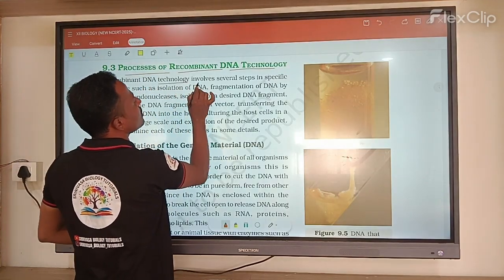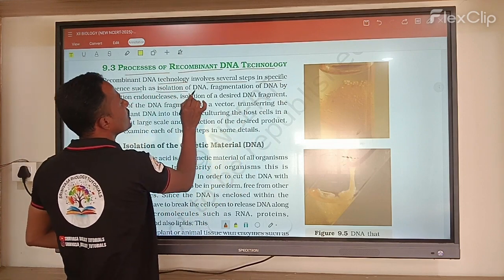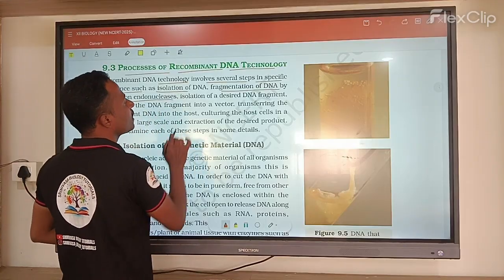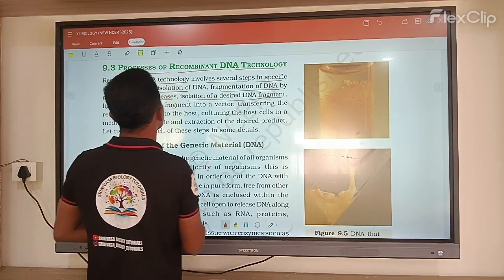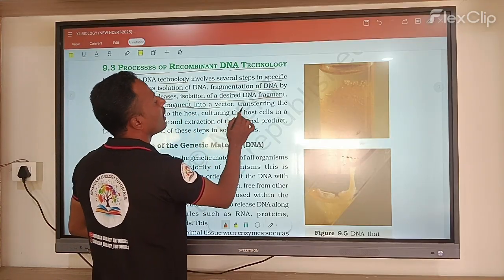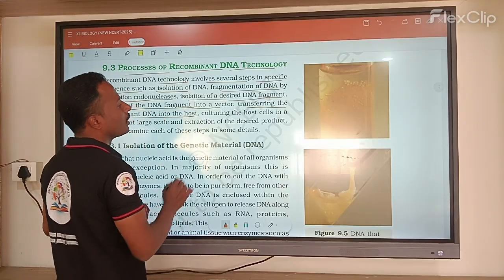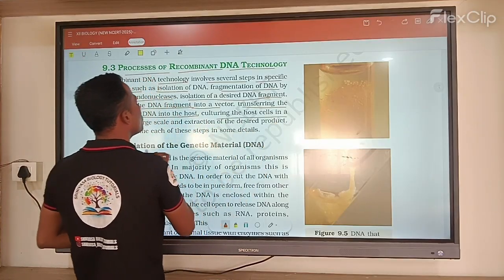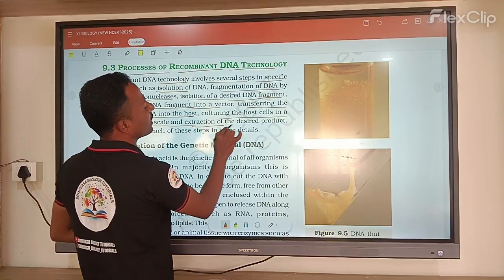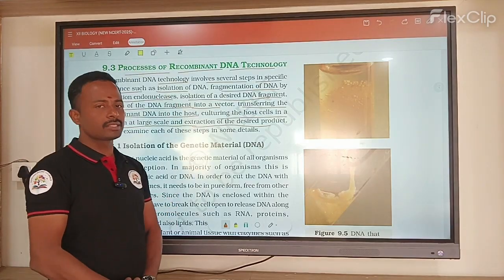Recombinant DNA technology involves several steps in a specific sequence: isolation of DNA, fragmentation of DNA by restriction endonucleases, isolation of desired DNA fragments, ligation of the DNA fragments into vectors, transferring the recombinant DNA into a host cell, and culturing the host cell in a medium on a large scale, extracting the desirable products. So they are followed in these steps.